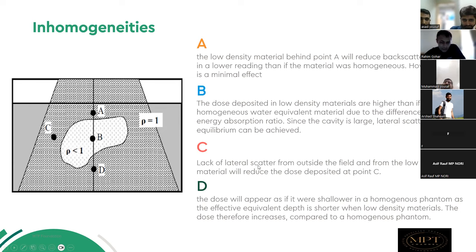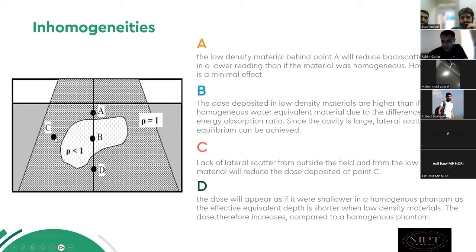So lack of side of the field and scatter from the low density material will reduce the dose, because you are towards the periphery of your field. Less from the lateral plus less scatter from the less dense material, so they will be low. About the D, the dose will appear as if it is shallow and homogeneous to depth. I'm a bit confused about the D answer, frankly speaking. But the rest you need to think of in terms of the backscatter and the lateral scatter.